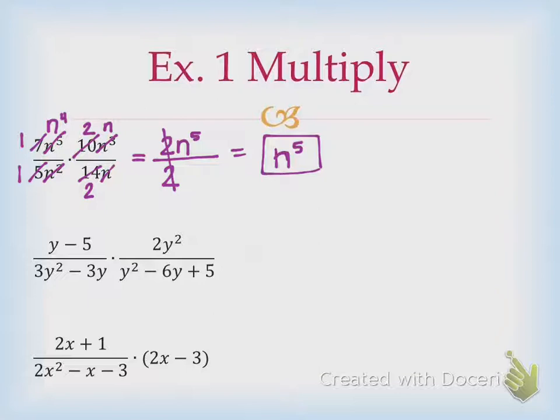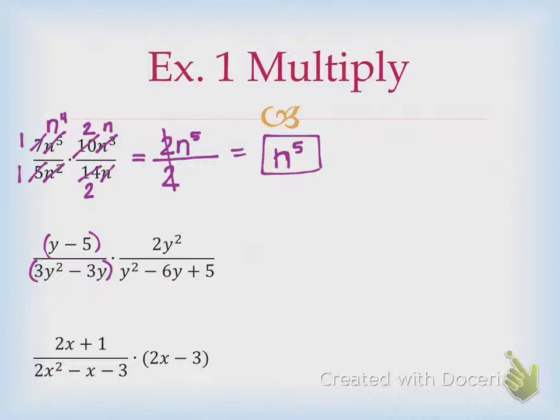Now this next one is a little more in depth because I'm going to have to factor and take out the greatest common factor of some things. First of all, before I get started, I see that I'm going to need to put parentheses around some things. So what should I put parentheses around? Y minus 5. Very good. And 3y squared minus 3y. Now, before I do anything here, I want to see, is there a greatest common factor I can take out, or do I need to factor anything?